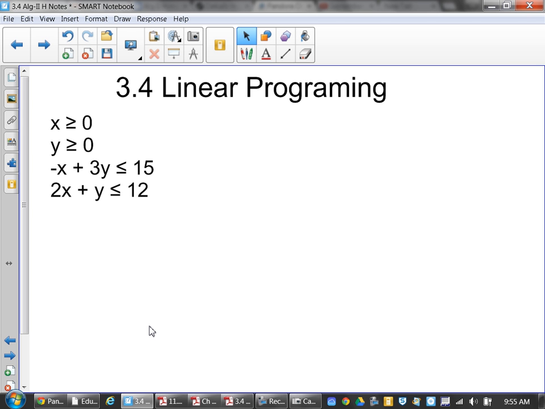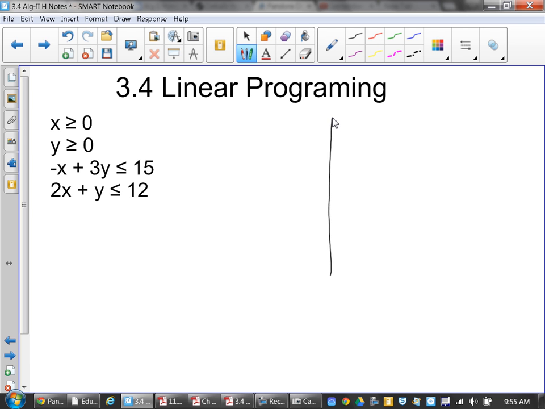A lot of times in these types of constraint problems, you're going to notice some of the quick things they give you as far as information. Notice the first two parts they give you. X is greater than or equal to 0, y is greater than or equal to 0. What quadrant does that mean this is working in? First quadrant. You want to know that with first quadrant problems, you're going to be just in the first quadrant.